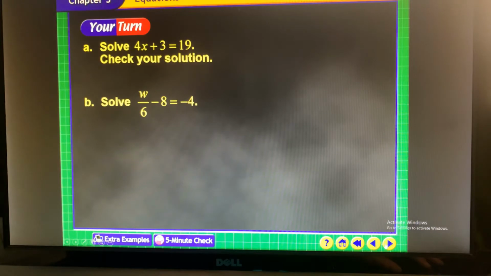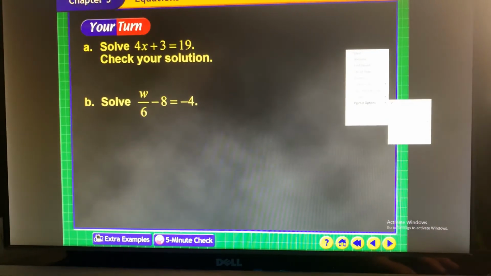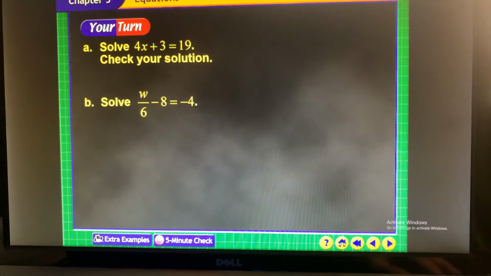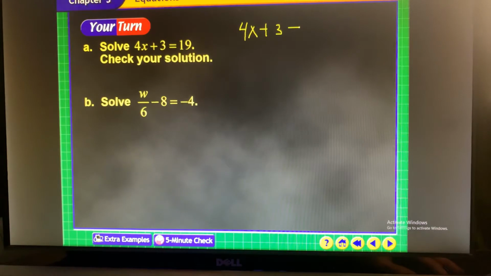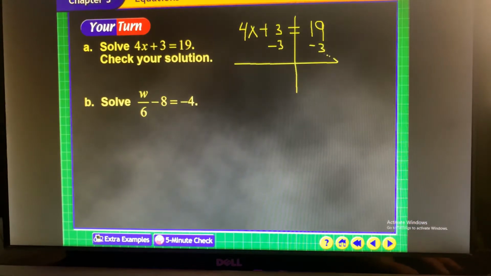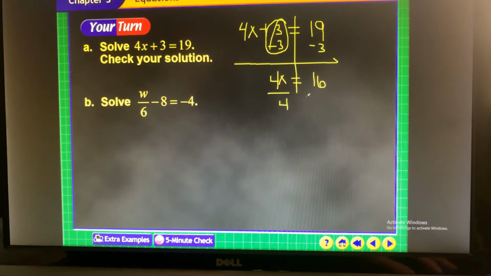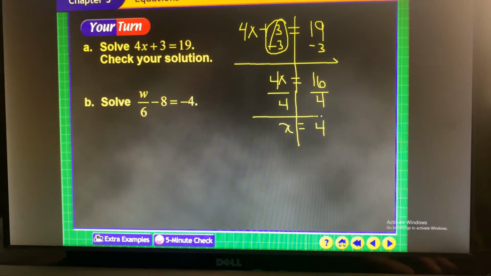Okay, so go ahead and do those two. Go ahead and pause it if you want. For 4x plus 3 equals 19, I'm going to go ahead and get rid of the addition part of this first with the additive inverse to make 0. 4x equals 16. Now I have to go ahead and get rid of the coefficient. It's multiplication, undo it with division. x equals 4. There's your solution.